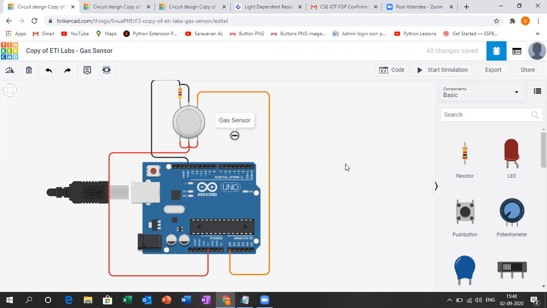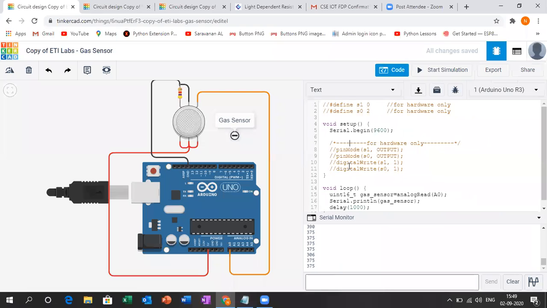Sometimes we are not able to detect what type of gas it is, so this type of sensor is used where we need to detect gases each and every time. So that's the basic working of the gas sensor, and these are the connections. Now I move forward to the coding part.